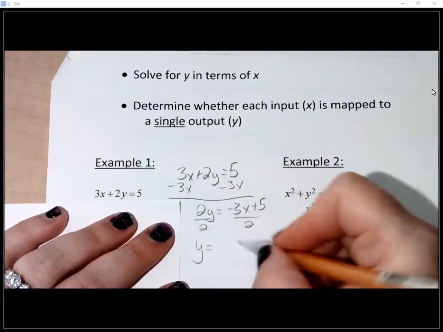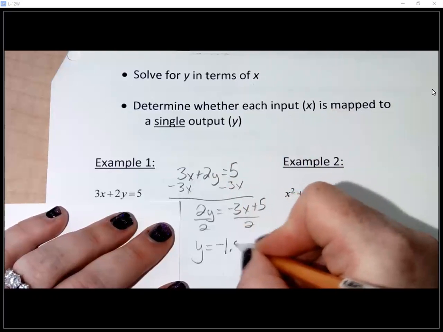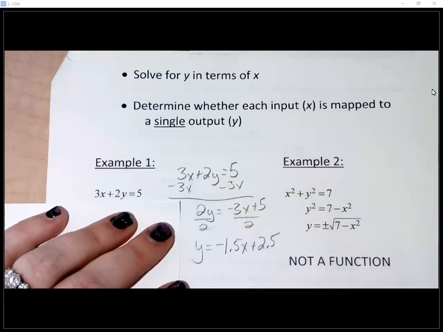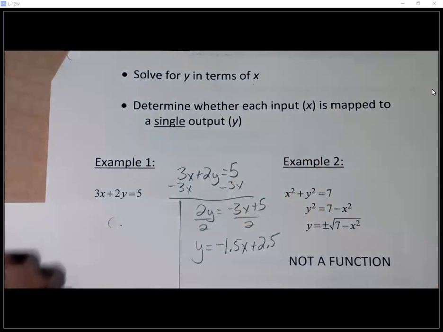If you want, I'll turn that into a decimal. Negative 1.5x plus 2.5. So now I can ask myself, okay, when I plug in a value for x, how many answers for y are going to come out? Jake? One. Just one.